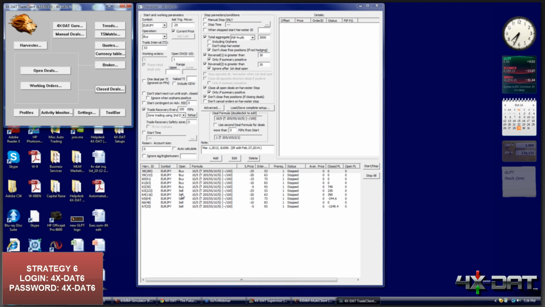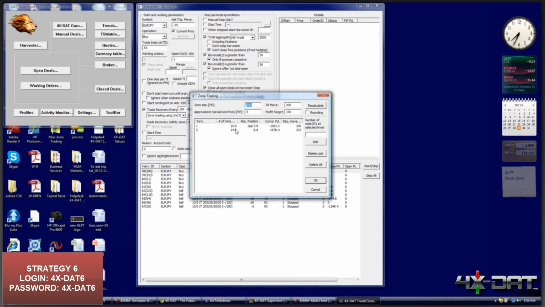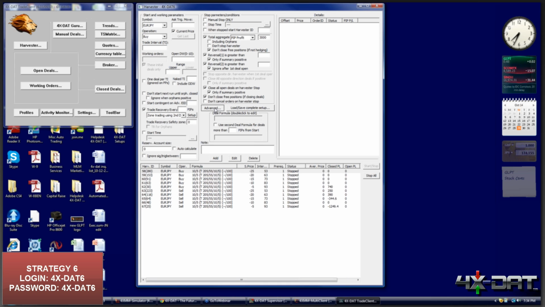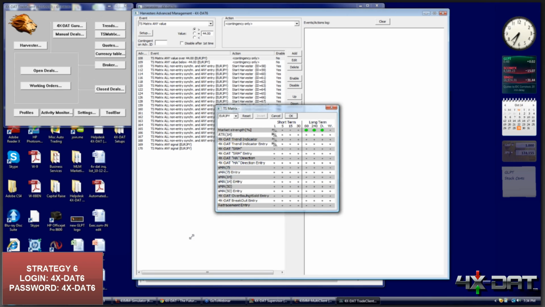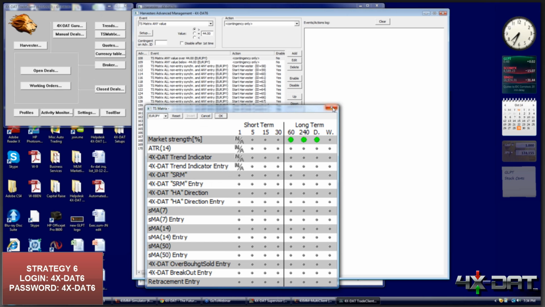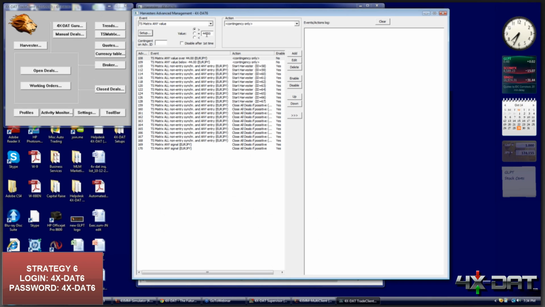So you've got only 10 harvesters, 5 that buy, 5 that sell euro yen. Euro yen doesn't move as much as pound yen, but obviously we want to give people an alternative to pound yen. We've got the zone recovery that we talked about. There's only 2 legs to the zone recovery. We've got the conditions, the contingencies, and basically, if you look at the TS matrix value, that is the market strength value on the 60, 240 and daily time frame, it's got to be over 44%.